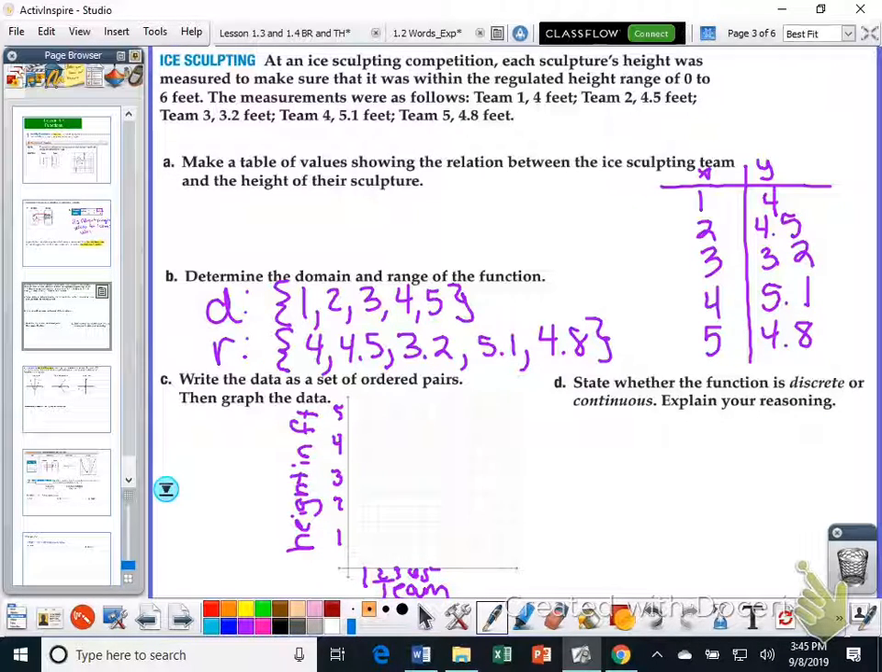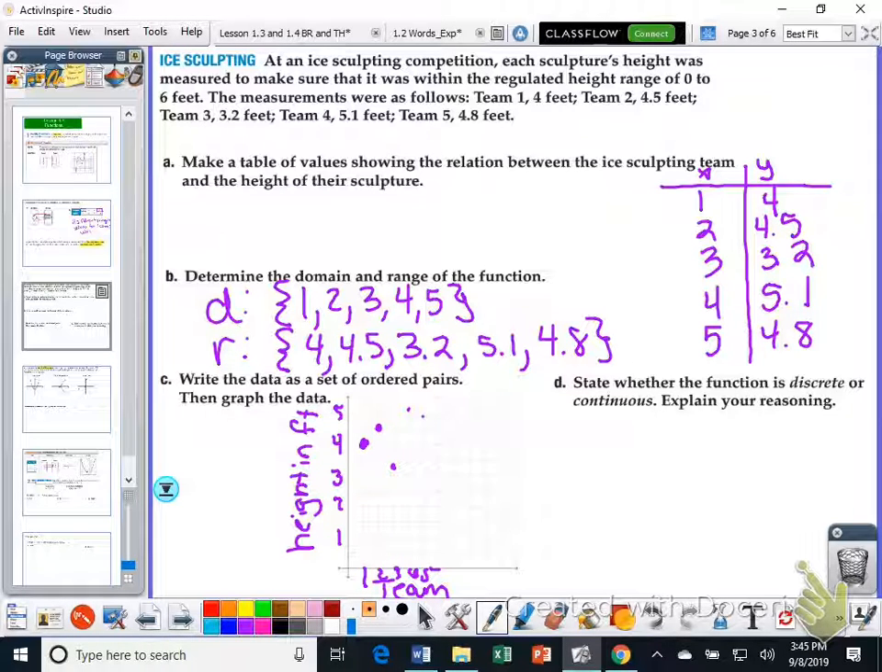So team 1 had a height of 4, so up 4. Team 2 was 4.5, so that's there. Team 3 was 3.2, so somewhere in there. Team 4 was 5.1, so right above there. And team 5 was 4.8, so right about there.